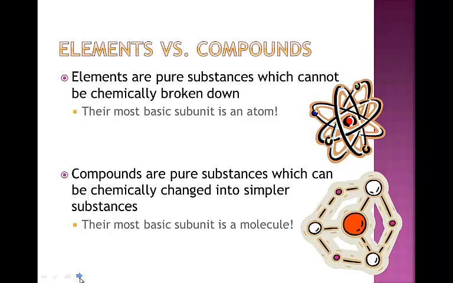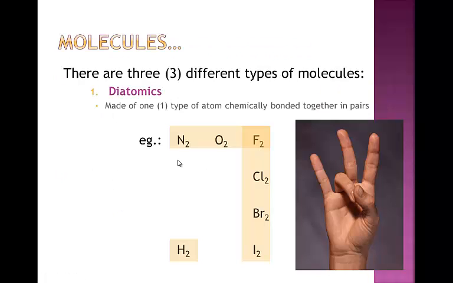When we look at compounds, compounds are still pure substances. They can't be physically or mechanically broken down, but they can be chemically changed into simpler substances, and that's because their basic subunit is a molecule, a collection of atoms. So when we look at molecules, there are three different kinds of molecules. The first of which is diatomics.